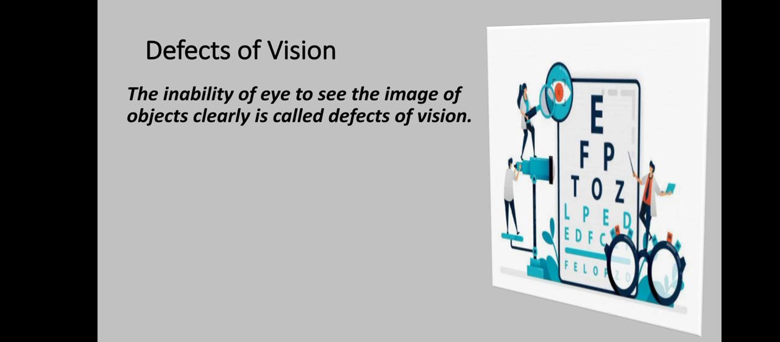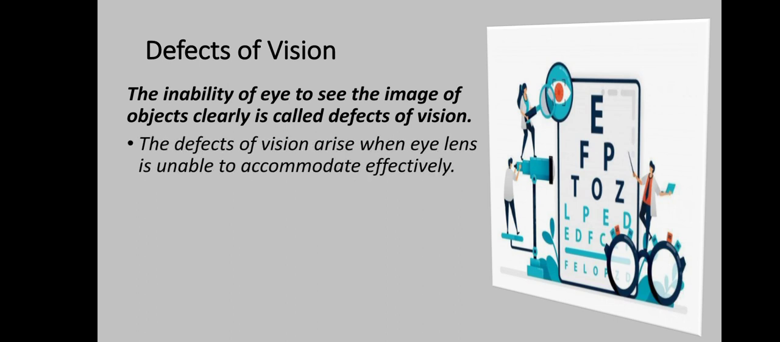It is common nowadays. It is also inherited in some persons, but due to the over usage of mobile phones or these screens, the vision is badly affected. So nowadays you can see in your surroundings that most of the people use spectacles for vision or for eyesight. So the inability of the eye to see the image of objects clearly is called the defects of vision.